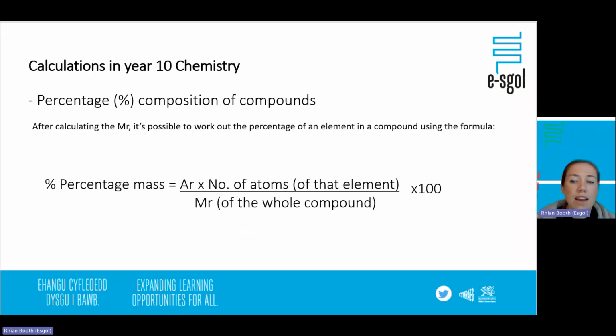Okay, so the next calculation is going to be percentage composition of compounds. After calculating the Mr, it is possible to work out the percentage of an element in a compound using the formula. Okay, this is the formula here. Percentage mass is the Ar times the number of atoms of that element divided by the Mr of the whole compound, and then multiply that by 100 to give you a percentage. So really straightforward. Let's have a look at an example.